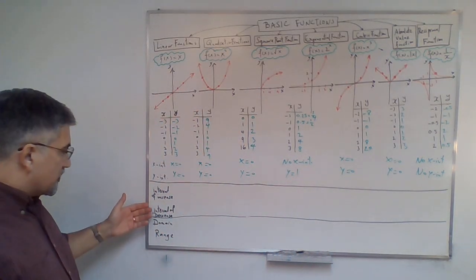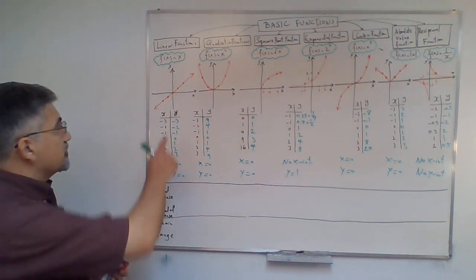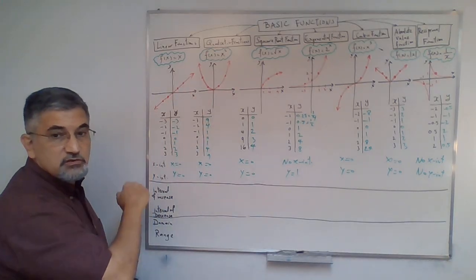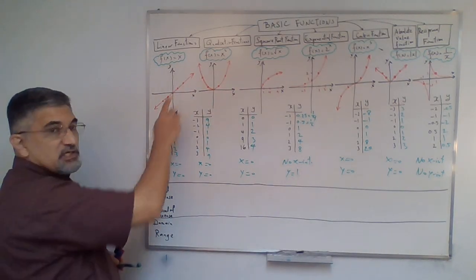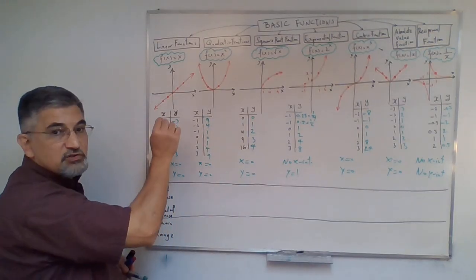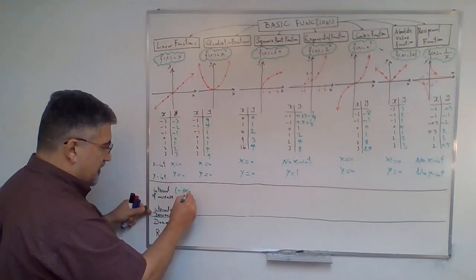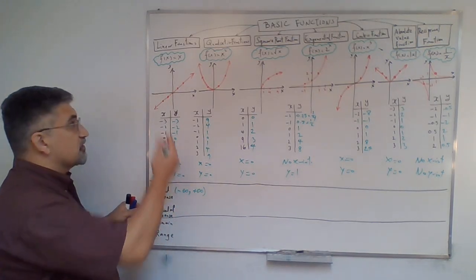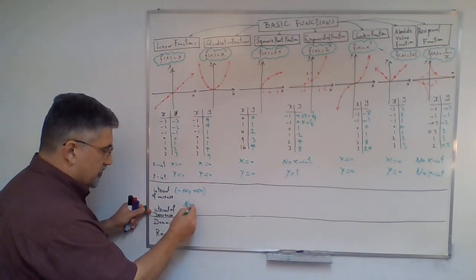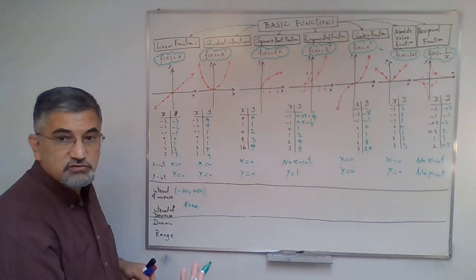Okay, then we have intervals of increase and decrease. So this graph, the linear function, is increasing from negative infinity all the way towards positive infinity. You see that if you move from left to right, the values of y increase. So the interval of increase is negative infinity up to positive infinity. Does this function decrease at all? No. So we're going to say there is no interval of decrease. It's not your fault that the function is not decreasing.